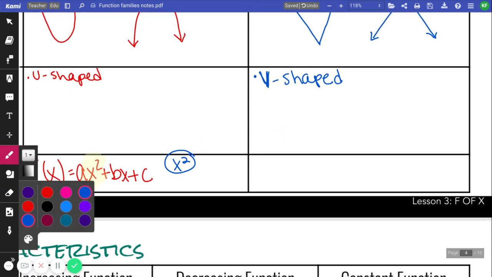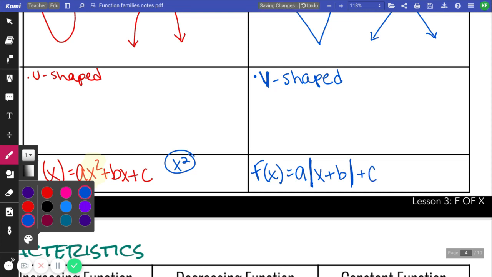Okay, then we've got the standard form of absolute value functions. These are probably the easiest ones to tell in an equation because they have those absolute value bars.